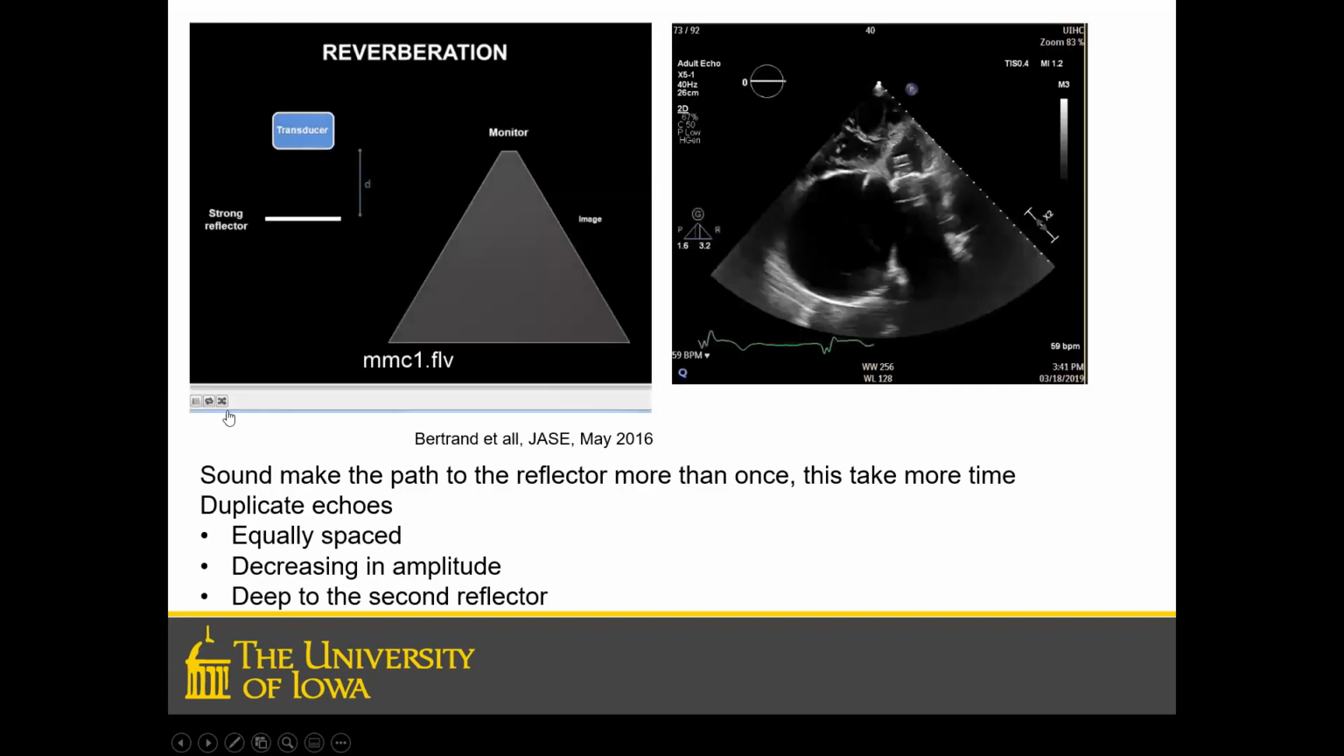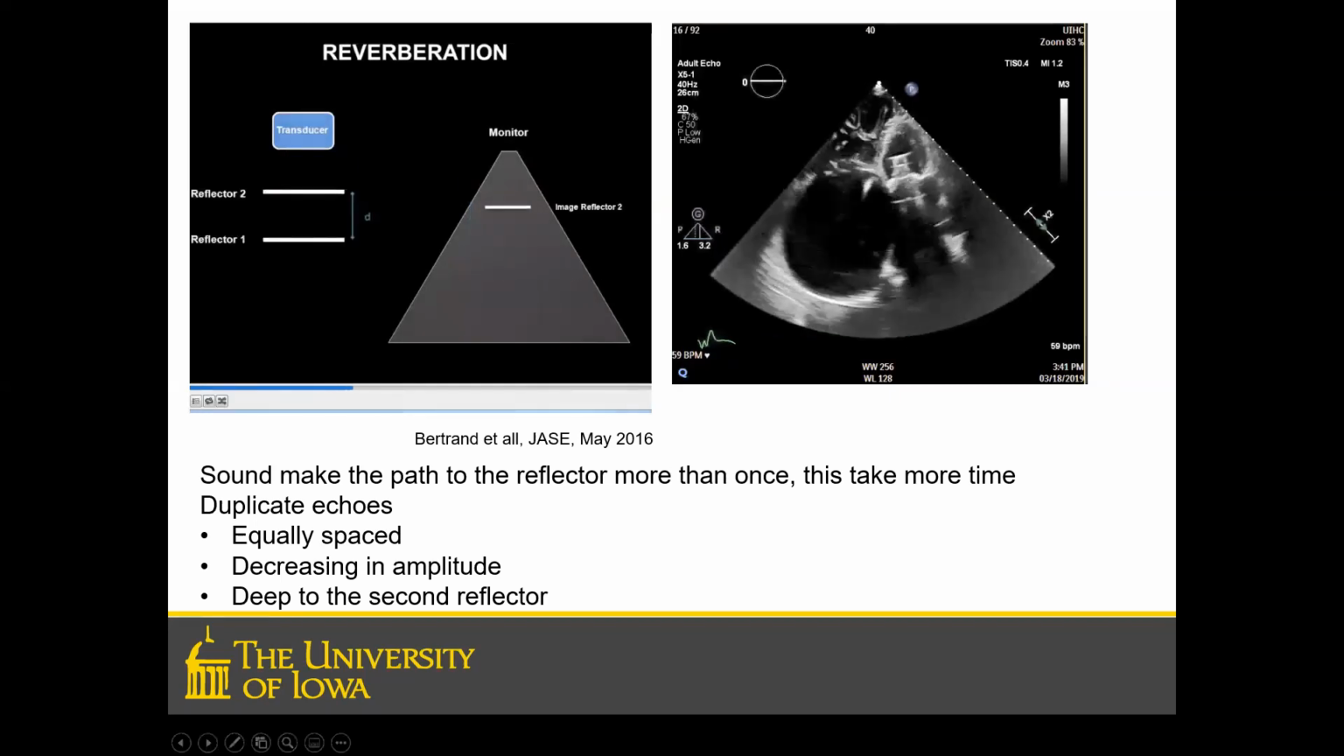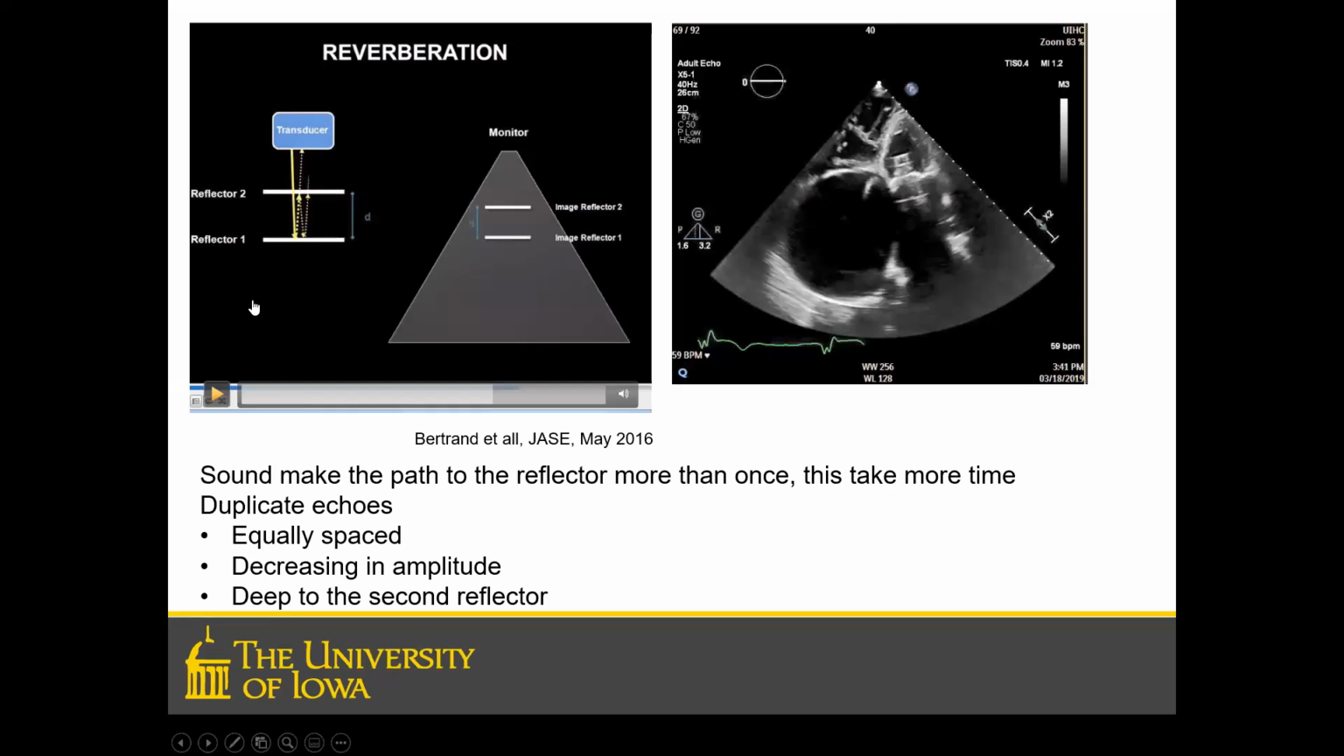So reverberation looks like this. When reverberation happens, the sound beam is bouncing between two highly reflective structures. Now, those two highly reflective structures might be something like this, which is the case here. It's bouncing in the valve. It can also be that one of the highly reflective structures is a transducer.